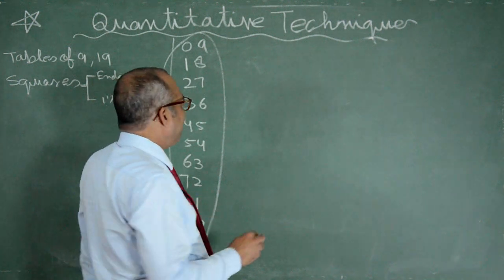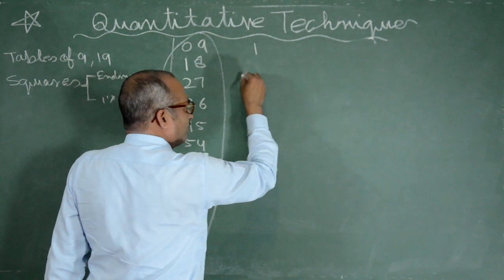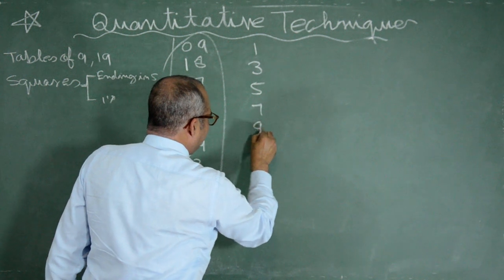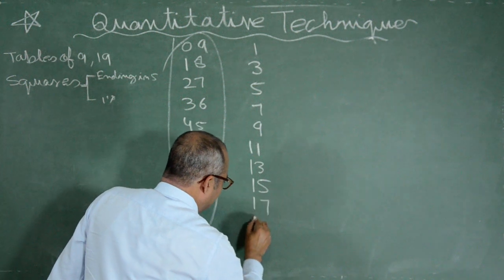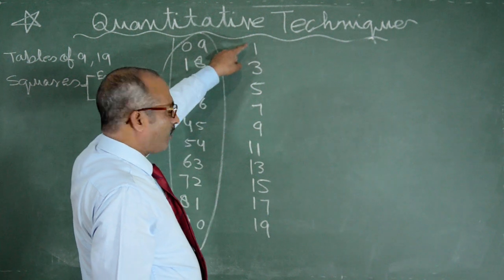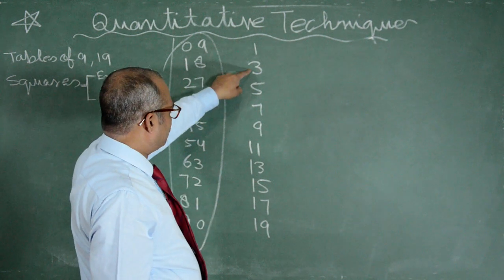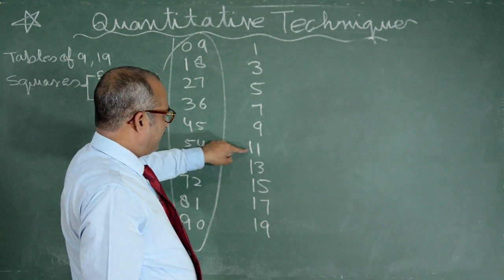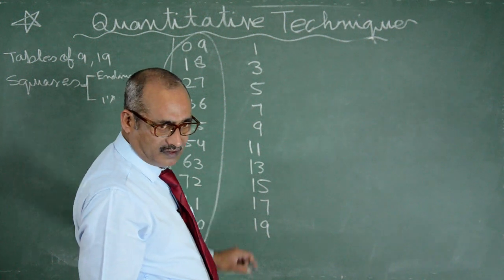For writing table of 19, we will write all the odd numbers starting from 1. You just write 1, 1 plus 2, 3, 3 plus 2, 5, then 7, then 9, 11, then 13, then 15, then 17 and 19. From top to bottom I have written all the odd numbers starting from 1 and ending in 19.